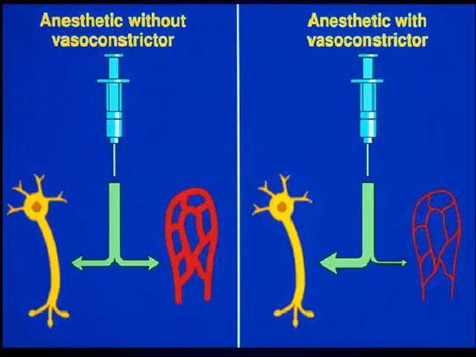This cartoon is an attempt to help you visualize that. If I look at the left, and I inject my anesthetic, and I don't have any vasoconstrictor in it, I have equal parts of local anesthetic that go to the nerve and to the blood vessel. Now I make the surface area of the blood vessel smaller, and I inject my local anesthetic. I see more local anesthetic going to the nerve and less going to the vascular system.